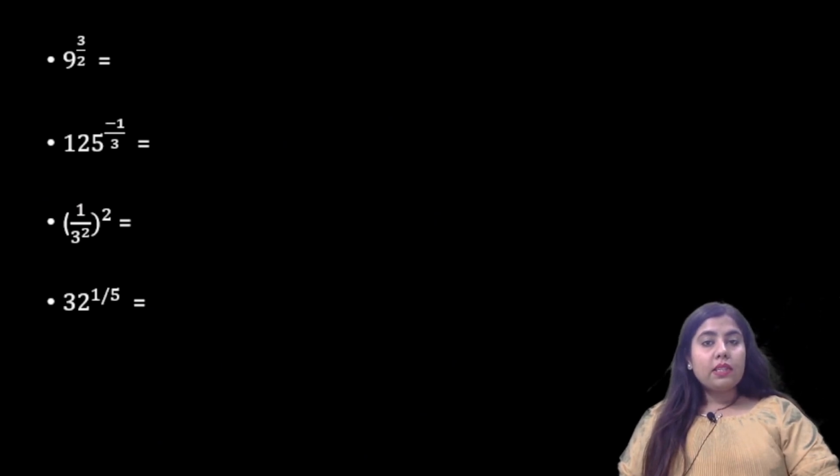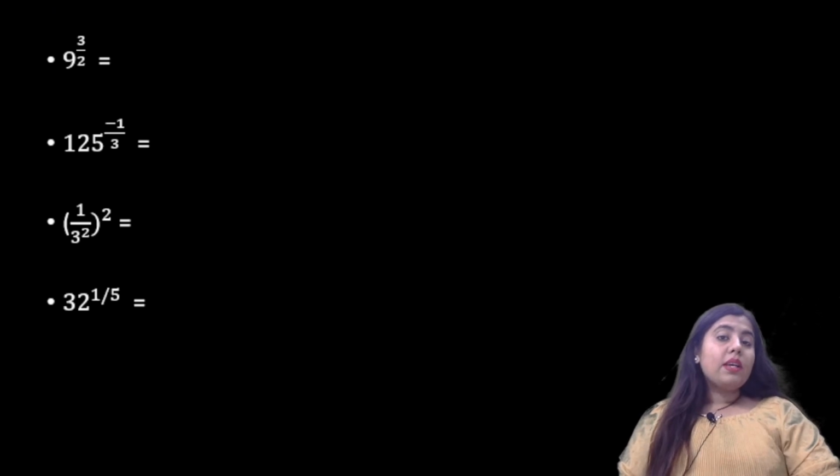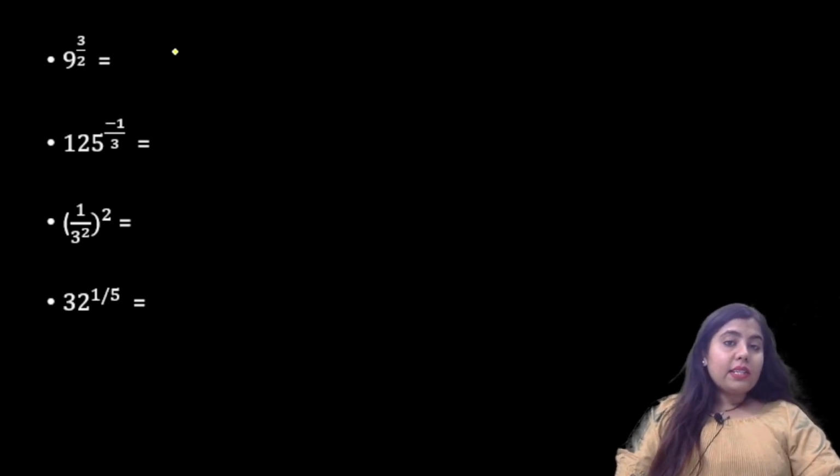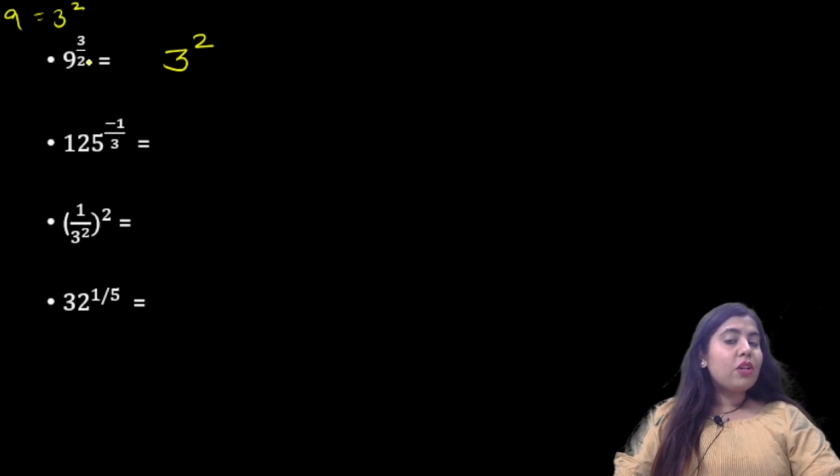First one is 9 raised to the power 3 by 2. We have to simplify it to the simplest form. See, can I write 9 as 3 raised to the power 2? We know 3 raised to the power 2 is 9. Right? We all know that 9 is equal to 3 raised to the power 2. So I am using 3 raised to the power 2 in place of 9.